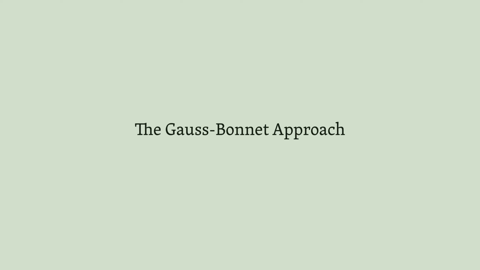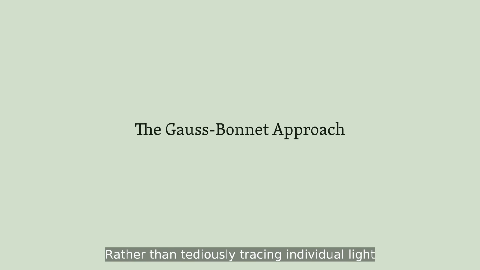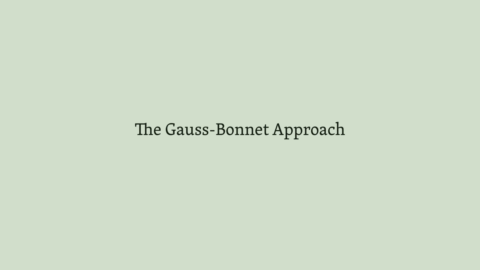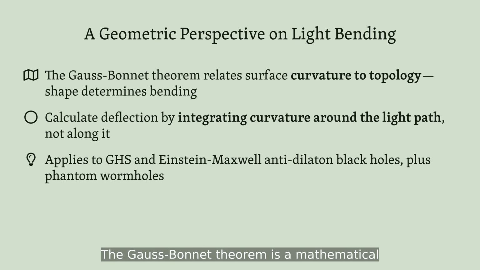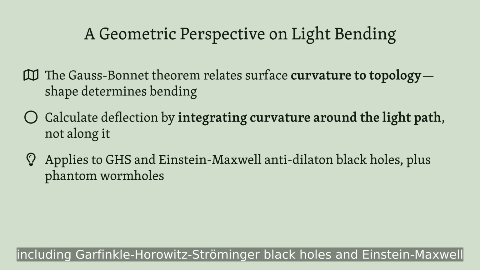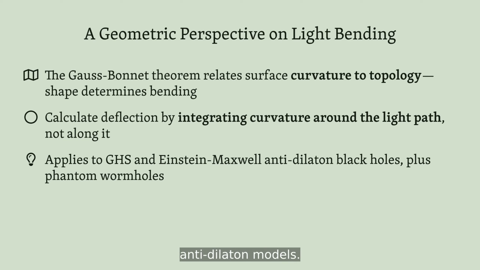Rather than tediously tracing individual light rays through curved spacetime, the researchers turned to topology. The Gauss-Bonnet theorem is a mathematical statement connecting the curvature of a surface to its global shape. Instead of solving complex differential equations for each light ray, the authors integrate curvature in the region outside the path itself. This global perspective reveals deflection angles for multiple exotic space-times, including Garfinkel-Horowitz-Strominger black holes and Einstein-Maxwell antidilaton models.